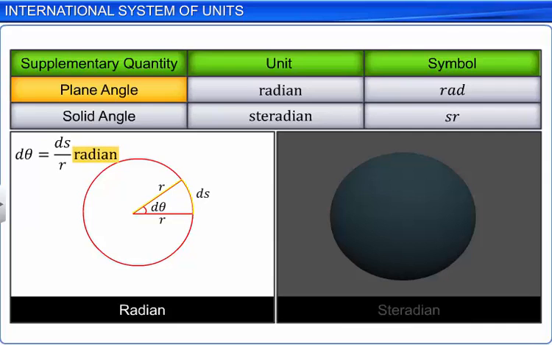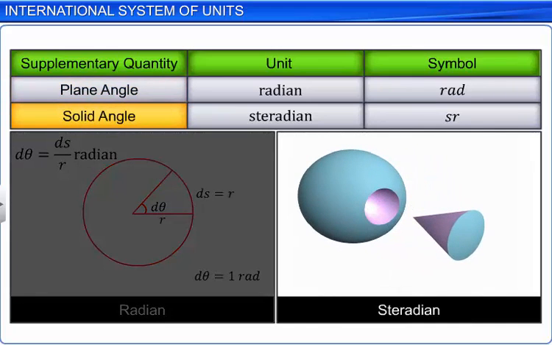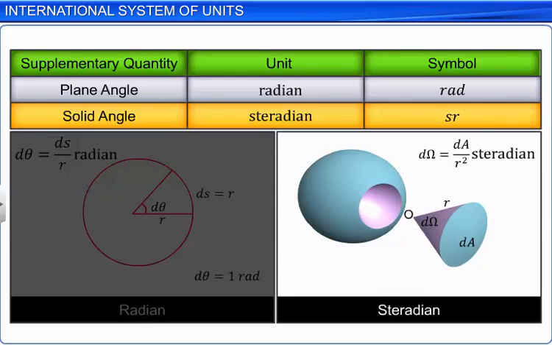It is defined as the angle subtended at the center of a circle by an arc of length equal to the radius of the circle. Solid angle is defined as the ratio of the intercepted area dA of the spherical surface, described about the apex O as the center, to the square of its radius r, and is measured in steradian, with the symbol sr. If the magnitude of the intercepted area is equal to the square of the radius, then the solid angle is equal to 1 steradian.